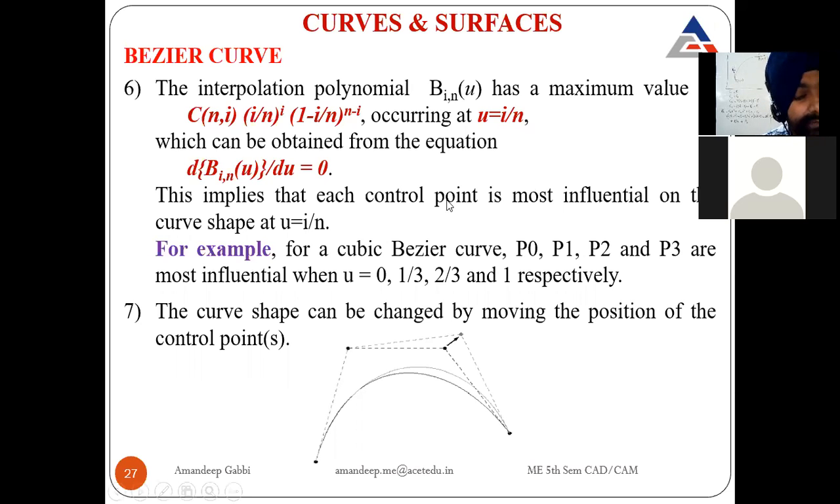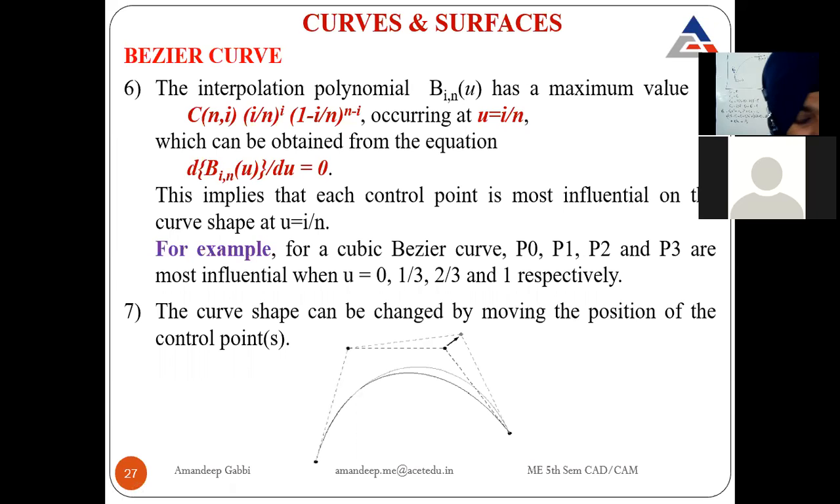So this states that the control points are most influential at u equal to i by n. For example, for a cubic Bezier curve, P0, P1, P2, P3 are most influential when u equals 0, 1 by 3, 2 by 3, and 1 respectively. When it is in a fraction, it is giving the best results, most influential.